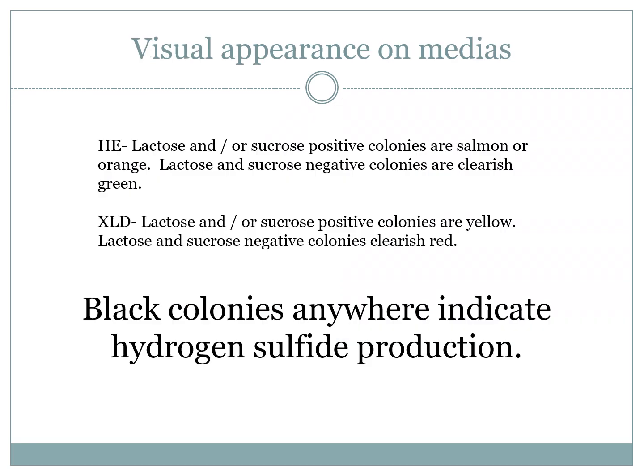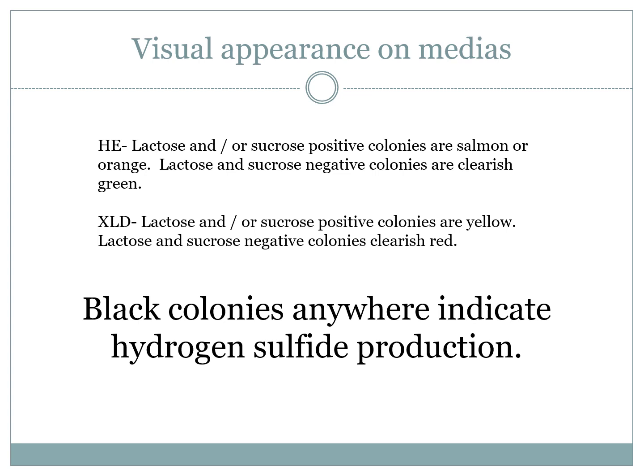Because HE and XLD are also moderately selective medias, we also can determine if our organism is a hydrogen sulfide producer. If our organisms are hydrogen sulfide producers, those colonies on HE and XLD will be black in the center. So for example, if I have an organism that is a lactose fermenter and also an H2S producer, the colonies will be yellow with a black dot.